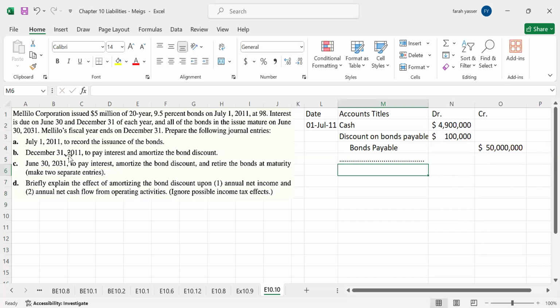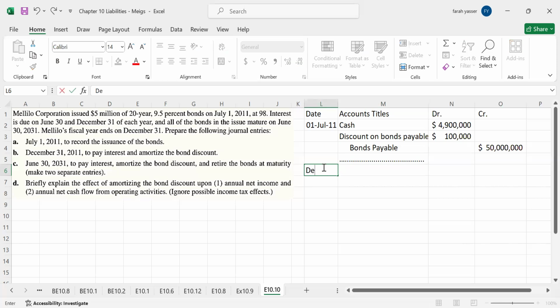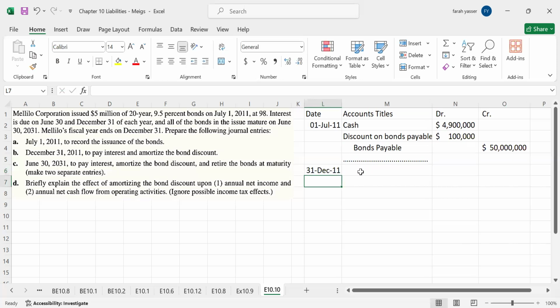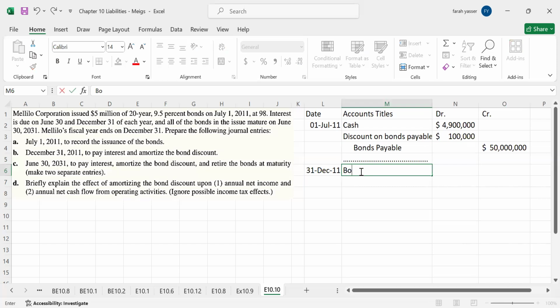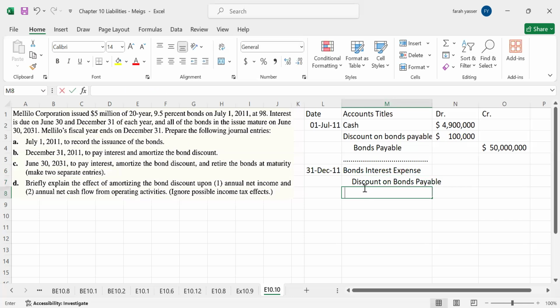The second entry is on December 31st, 2011 to pay the interest and amortize the bond discount. So the date is December 31st, 2011. We are going to record bonds interest expense because interest expense is on the debit side. And then the discount, we have recorded discount on the debit side. So when you amortize it, you record it on the credit side. So discount on bonds payable. And at last, we have cash paid to the bondholders.